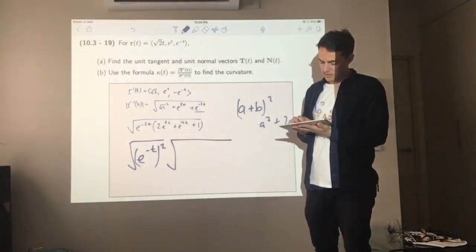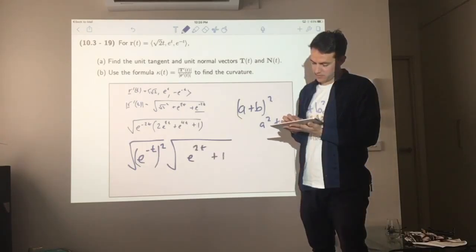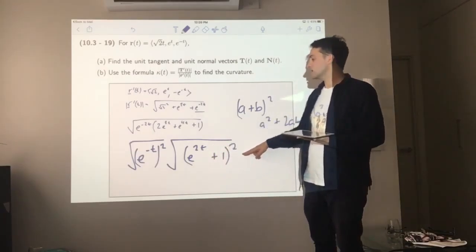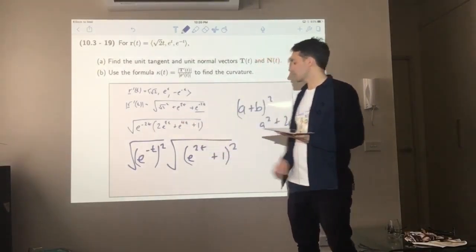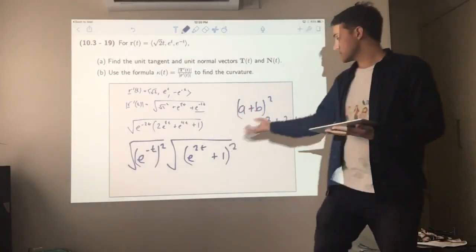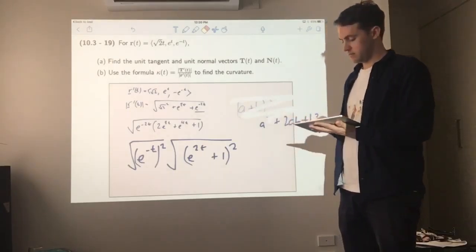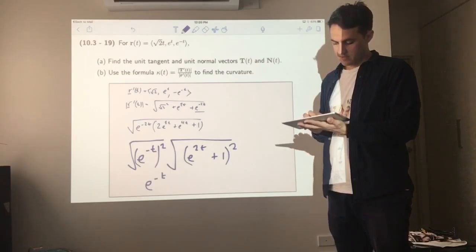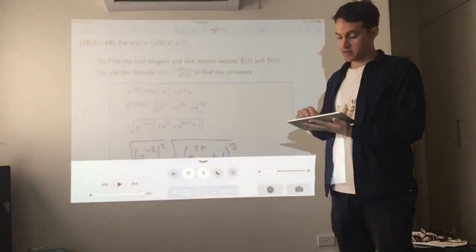So we get e to the 2t plus 1 all squared. And so you can double check, if you expand this out, we should get e to the 4t plus 2 times e to the 2t plus 1. And so now these roots will have a nice simplification. And so we can get, here this will just be e to the negative t. This will just be e to the 2t plus 1. And that will be our magnitude.